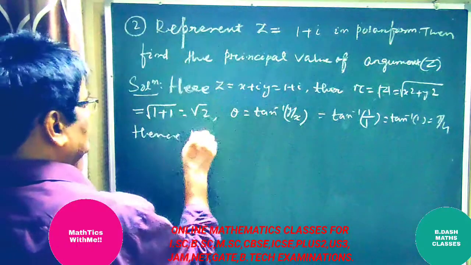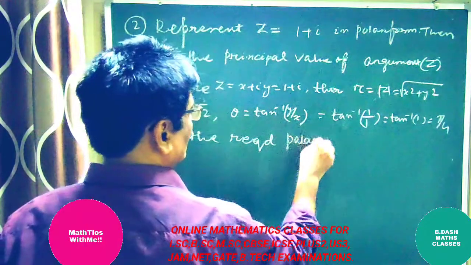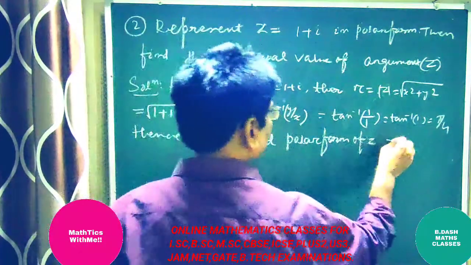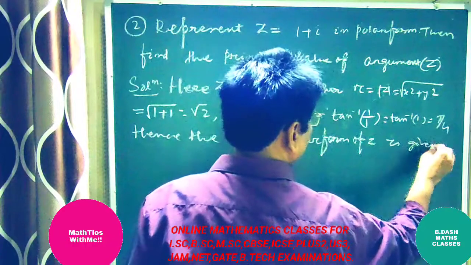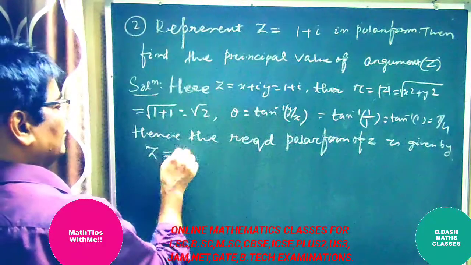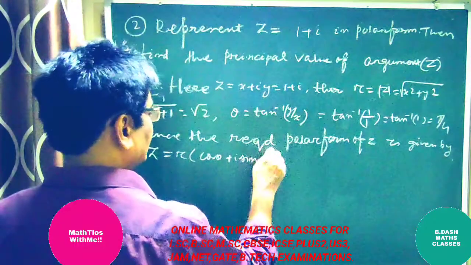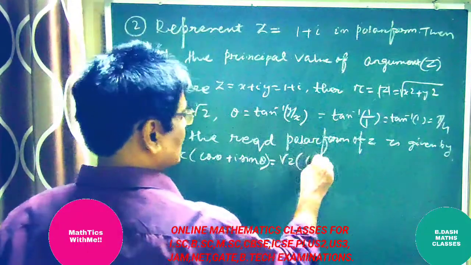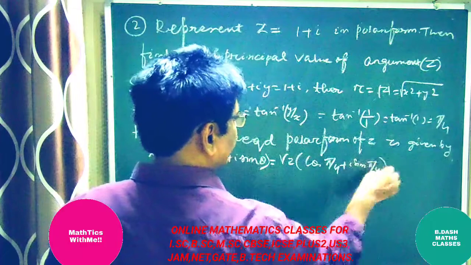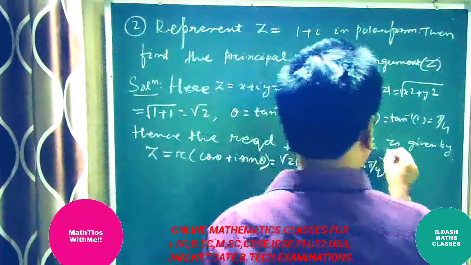Hence, the required polar form of z is given by, we know z is equal to r into cos theta plus i sin theta. Here r is equal to root 2, so z is root 2 cos of pi by 4 plus i sin of pi by 4. So we are getting the polar form of z.